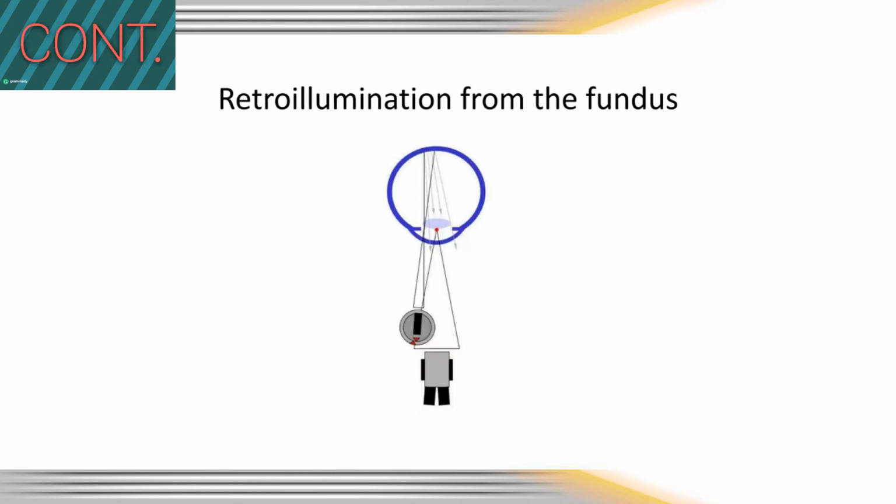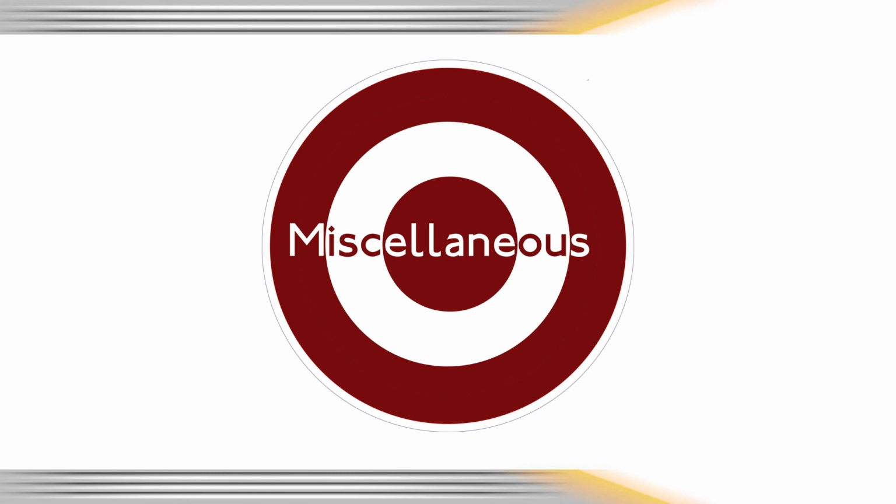This is an example of retroillumination from the fundus. We use retroillumination to observe structures through light striking the fundus. The red reflex is visualized and photographed through retroillumination. We have miscellaneous applications of the red reflex.